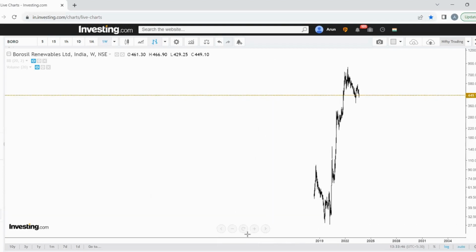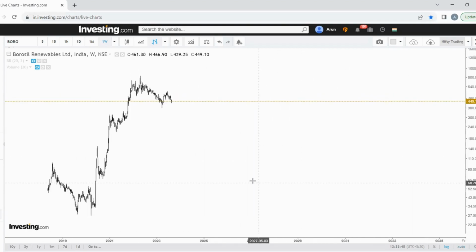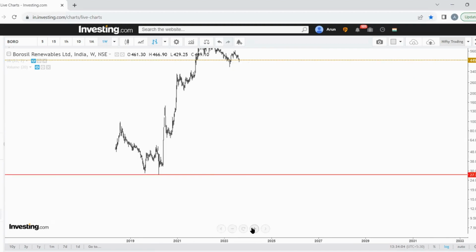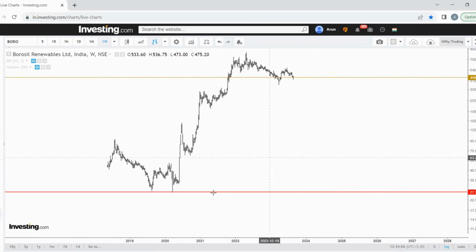Okay, weekly chart. What is the low point here? This is 29.95. So this is 27.5. So this is the low. Okay. You always start your count from the low point. So wave 1, 2. See the steepness. So this is the third wave. So wave 1, wave 2. This is 1 of 3, 2 of 3, 3 of 3, 4 and 5.